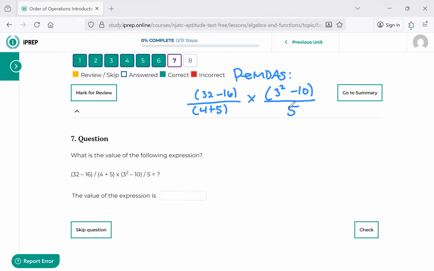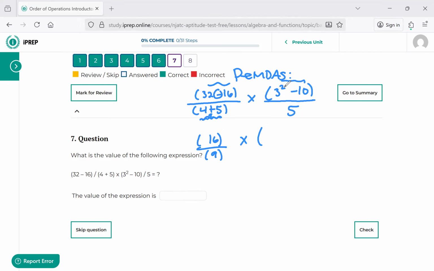Okay, so what do we do first? We're still not done with the parentheses. We have several. We have this parentheses, and then this other parentheses. So let's do this parentheses. That's easy. There's only one order of operation, which is subtraction. So what's 32 minus 16? 16. And then let's do this parentheses, which is one order of operation. What's 4 plus 5? 9 times over here.